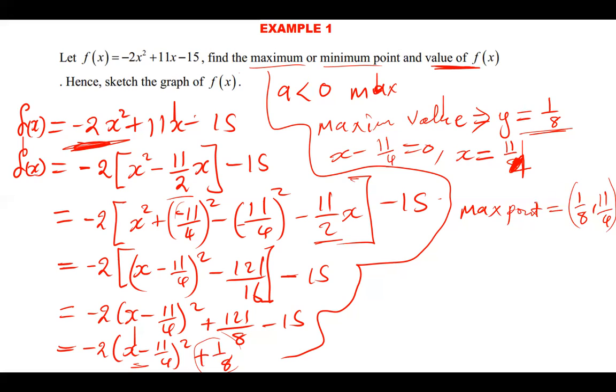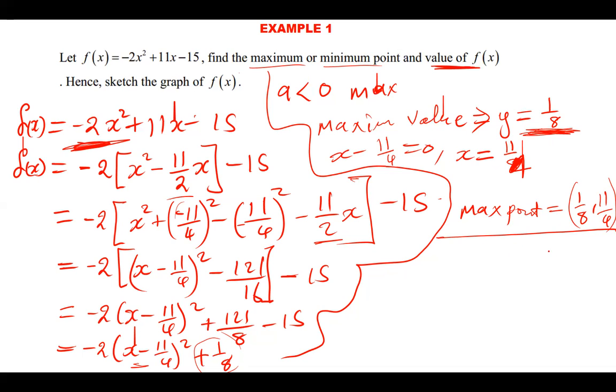So in this case, this is our turning point. So we have managed to find the turning point. We've managed to find the maximum point and the maximum value. The maximum value is y is equal to 1/8. And then the maximum point is 1/8, 11/4. So we are done with that part. So now let's move on to the part of sketching.